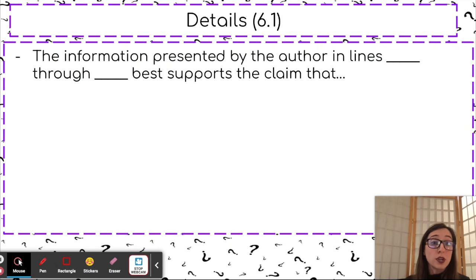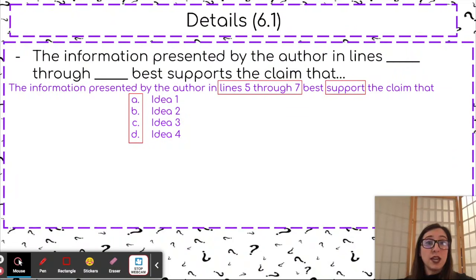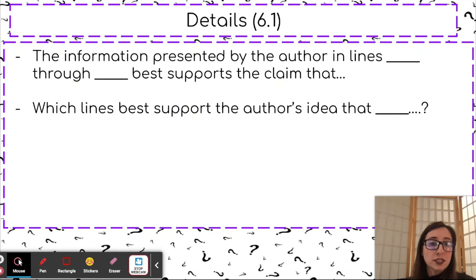So what details support your inferences? Take a look at this first question. The information presented by the author in lines blank through blank best supports the claim that. So I went ahead and filled this in with pretend lines just to show you how it would look as a real question. And essentially all you want to focus on is what do those lines say and what did those lines support or what did those lines show. And then of course you take a look at your choices and figure out which one those lines prove. So if you are going through your test, annotating and boxing out certain things, those are the two things you should box out.